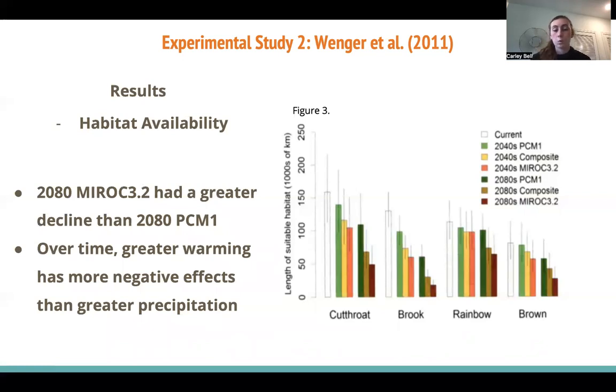The 2080 MIROC, which was greater warming and less precipitation, had a greater decline on every trout species when the study was all said and done in 2080 than the PCM1. So what that means is that over time, greater warming had more of a negative effect on these trout species than greater precipitation. With the greater precipitation and the less warming, they actually had more habitat than in the composite models, than in the typical climate change conditions. So that shows that temperature increase is more detrimental to trout than precipitation increase.